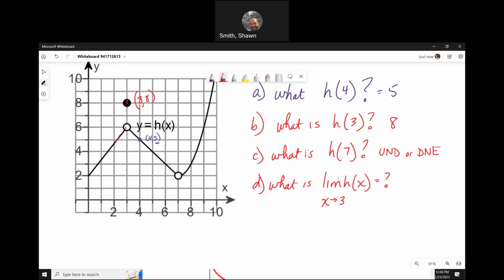Think horizontally as the x is moving from the right. The y value is getting closer and closer to 6, right? As the x value is moving to the left, from the right, if you want to say it that way, x is getting closer and closer to 3 from the right side. You're getting closer and closer to 6. So that's 6 right there.